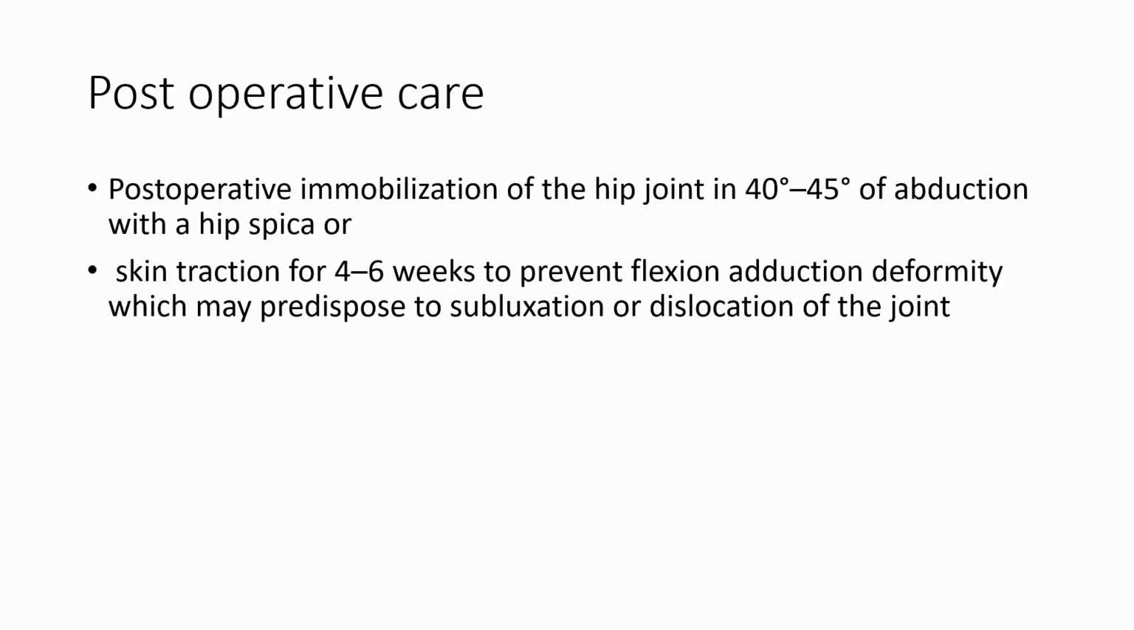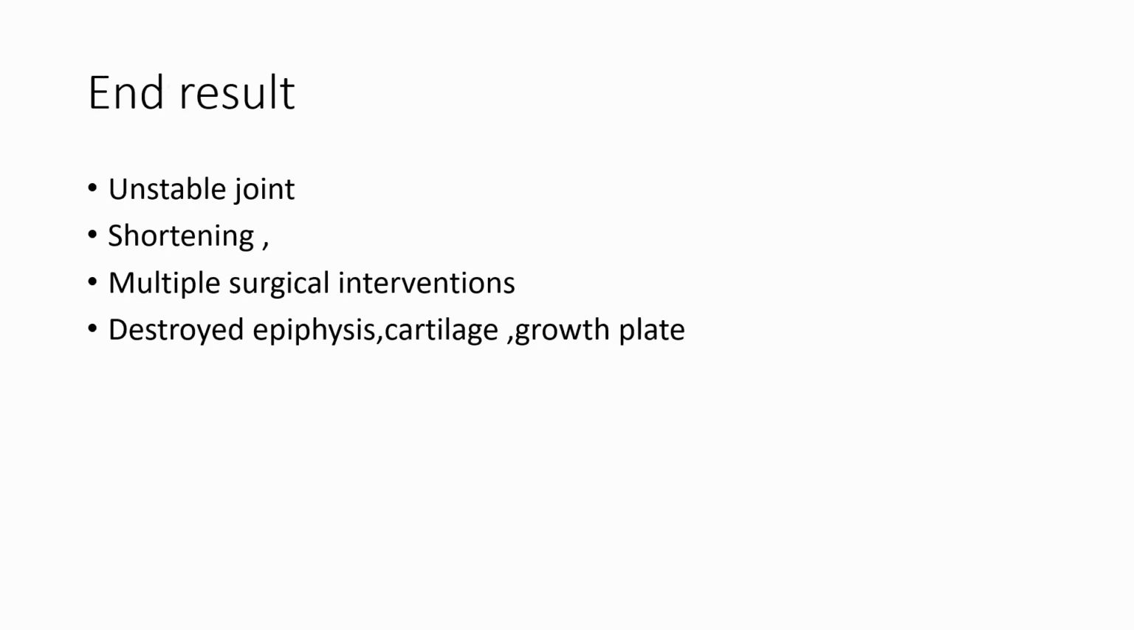Post-operative care: post-operatively, immobilization of the hip joint in 40 to 45 degrees of abduction with a hip spica or skin traction for 4 to 6 weeks to prevent flexion, adduction deformity, which may predispose to subluxation or dislocation of the joint. The end result of septic arthritis usually is destruction of the epiphysis, the cartilage and the growth plate that can lead to an unstable joint. There could be shortening and limb length discrepancies, and there could be a need for multiple surgical interventions.